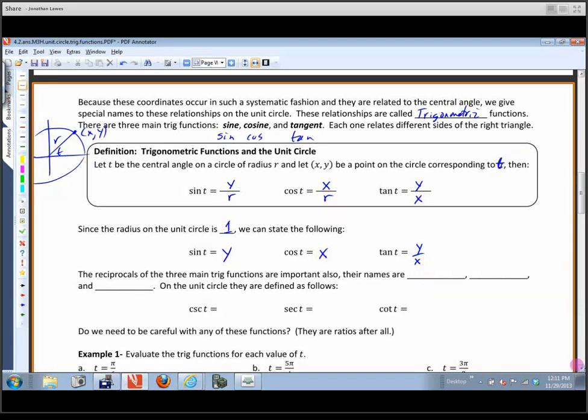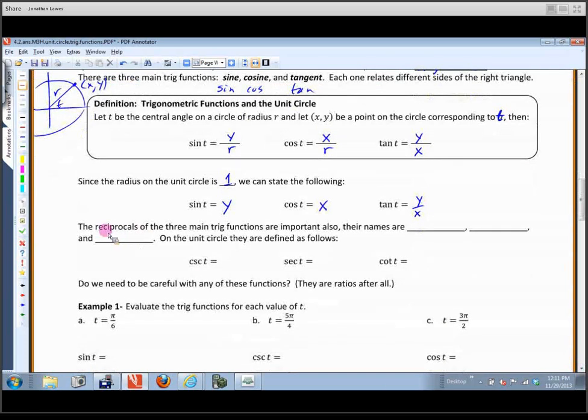Now, each one of these trig functions has what we call a reciprocal trig function, and their names are cosecant, secant, and cotangent. Because they're reciprocals, and remember, reciprocal means you take a fraction and flip it over. So cosecant is 1 over y. We literally just take the reciprocal. Secant would be 1 over the x coordinate, and the cotangent of an angle on the unit circle is going to be the x coordinate over the y coordinate.